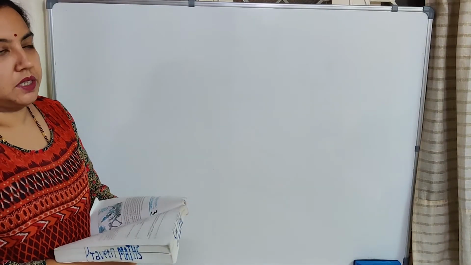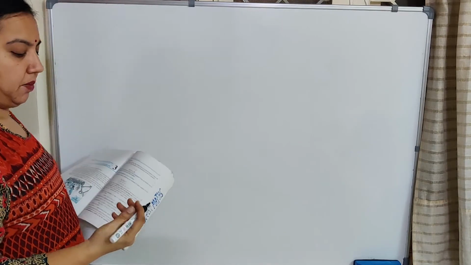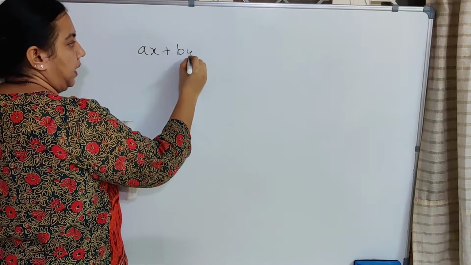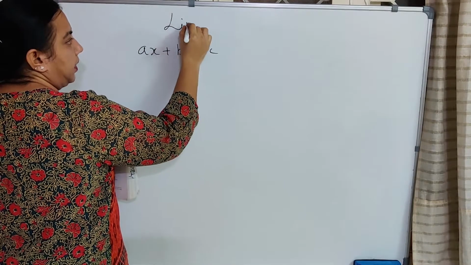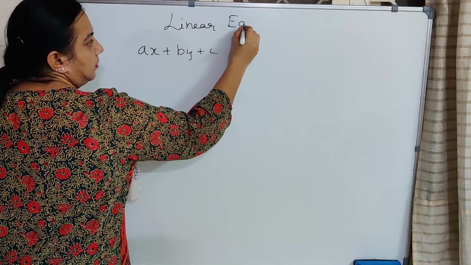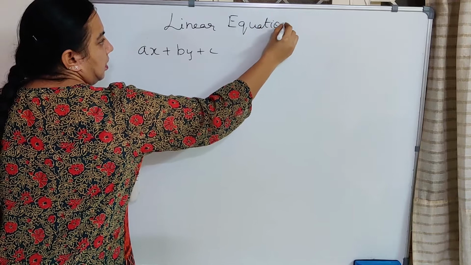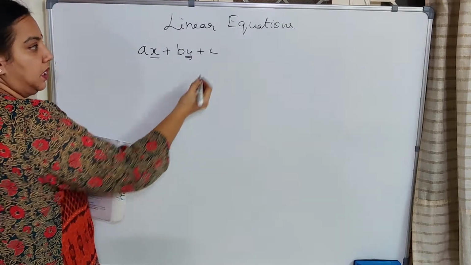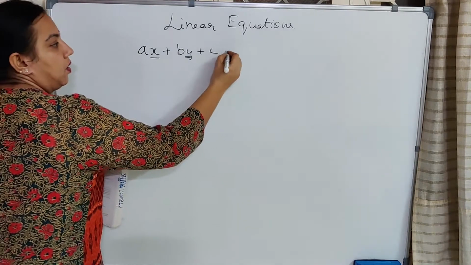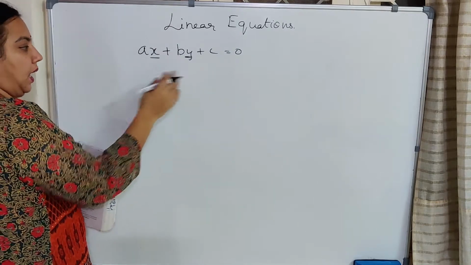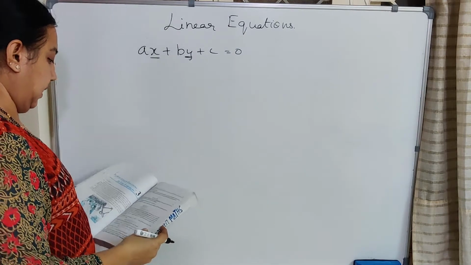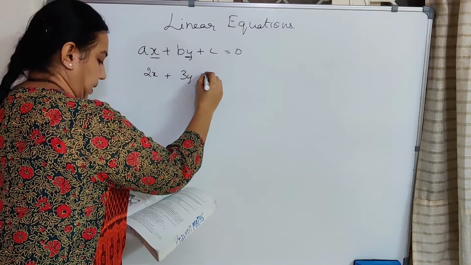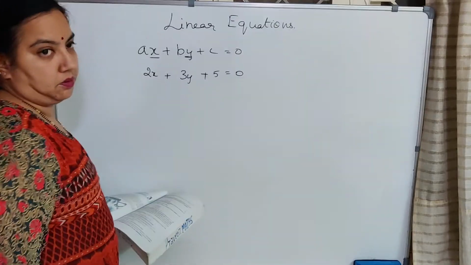Okay, let's see the general format of it. A linear equation will always be written as ax plus by plus c equals 0. x is a variable, y is a variable, and c is the constant, and we always equate it to 0. If you want an example, we can write 2x plus 3y plus 5 is equal to 0.